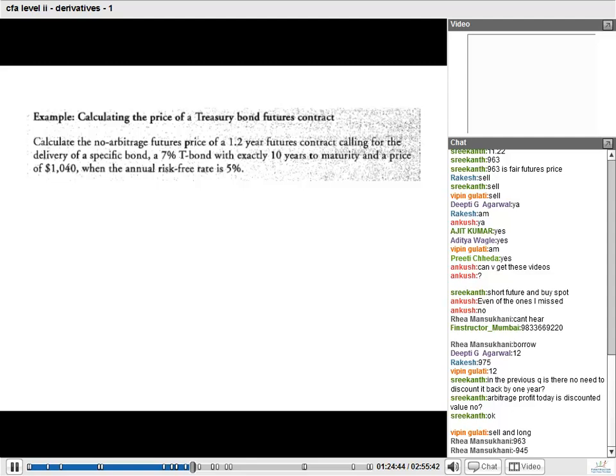So again the valuation concept remains the same. First we remove the coupon payments. There will be 2 coupon payments in the 1.2 year period. The period is 1.2 years. The first coupon payment will happen 6 months later, which will discount it back by a period of 6 months. The second coupon payment will come 1 year later, which we will discount by a period of 1 year. The present value of the coupon payments has to be raised to the power of 1.2 into the rate of interest.